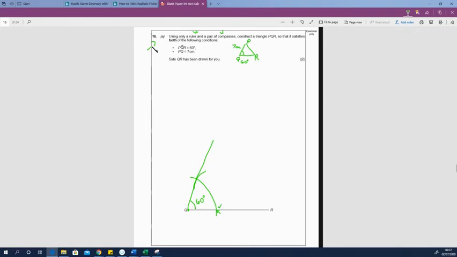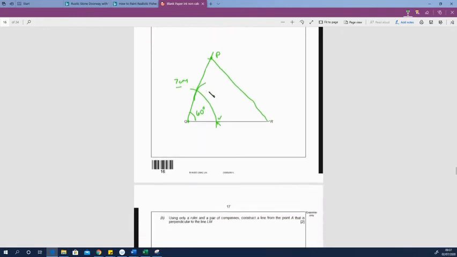Then all you have to do is take a ruler and measure 7 centimeters on your ruler. And this point here will be point P. Join P to R, carefully, and you've drawn your triangle. Now this isn't drawn accurately because I can't do that using this software. But you will have to use a ruler to get 7 centimeters accurately and a set of compasses to construct your angle.